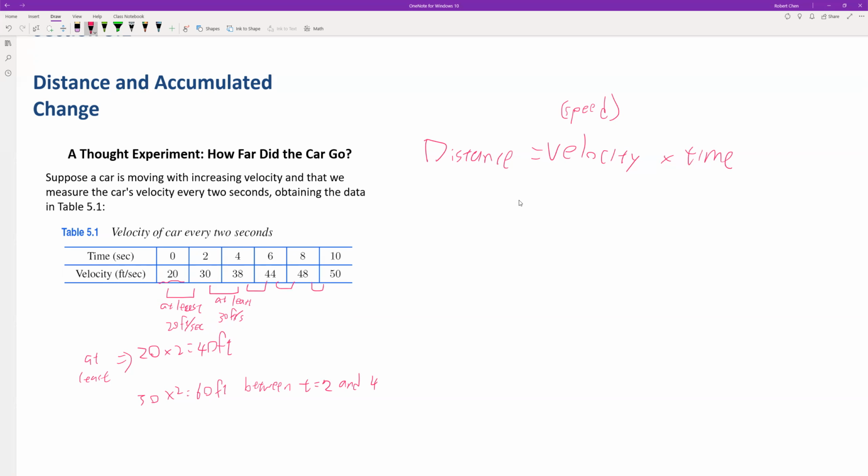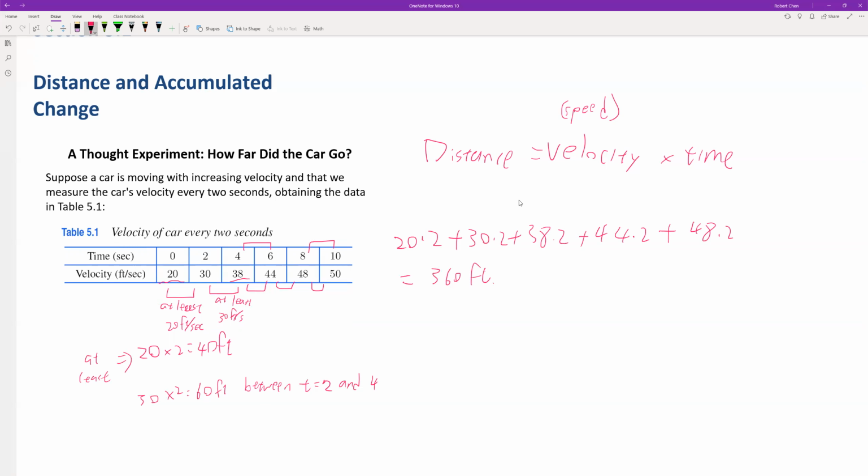So notice that the time is always in 2 seconds. So we're going to take the lower speed. The first one will be 20 times 2, which we saw earlier. Second one will be 30 times 2. And between 4 to 6, it has to be at least 38, so 38 times 2. And then 6 to 8, we're going to use 44. And then 8 to 10, we're going to use 48. Right? So when you add everything up, we get an approximation of 360 feet.